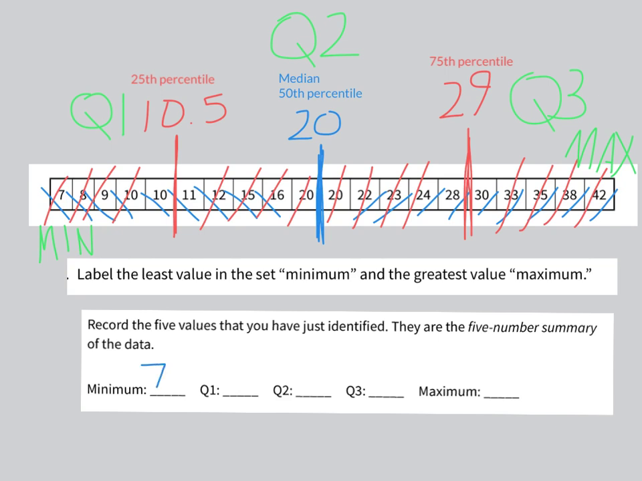Our min was 7. Our Q1, also known as the first quartile or the 25th percentile, was 10.5. Our Q2, the median or 50th percentile, was 20. Our Q3 is 29, and our maximum is 42. That is our 5-number summary.